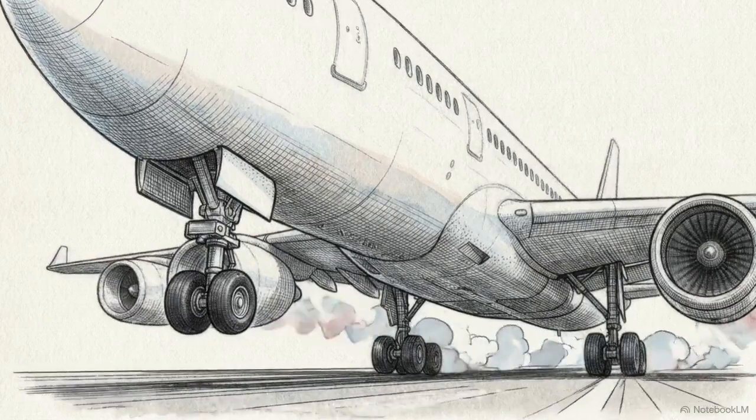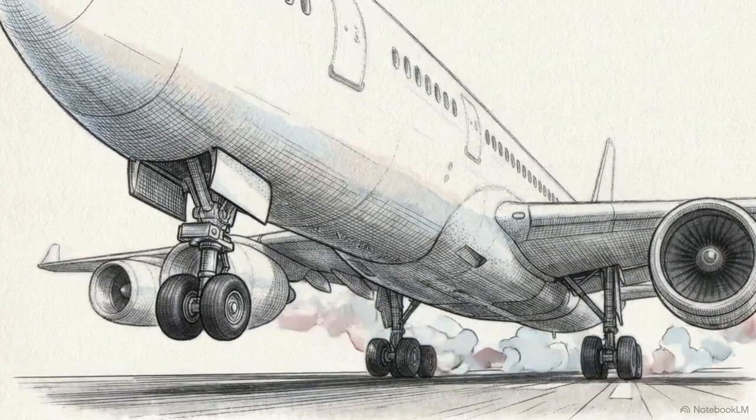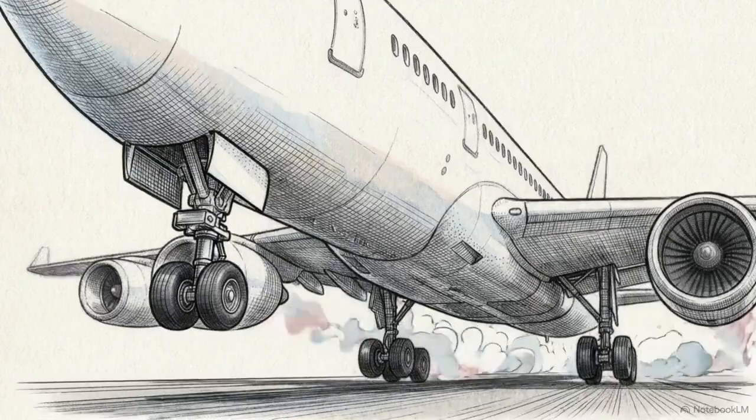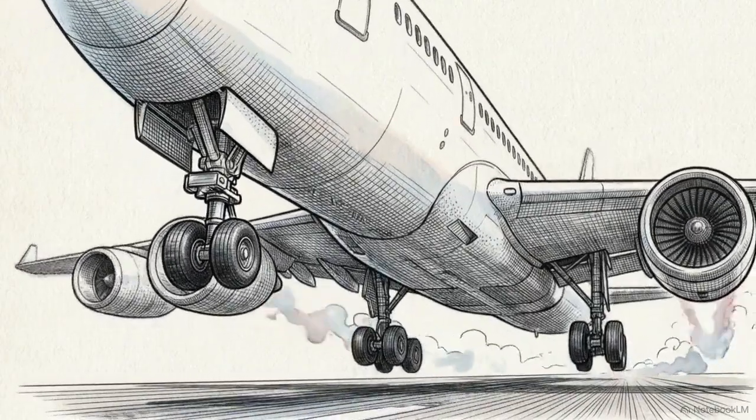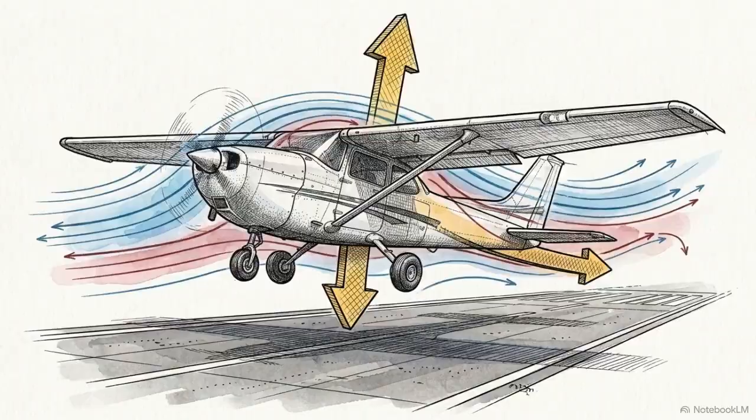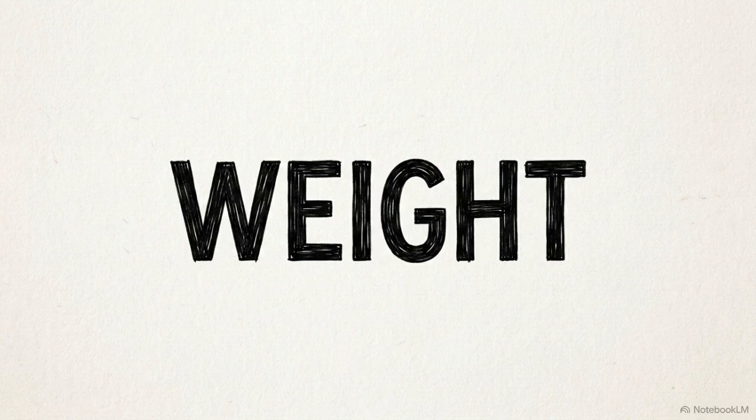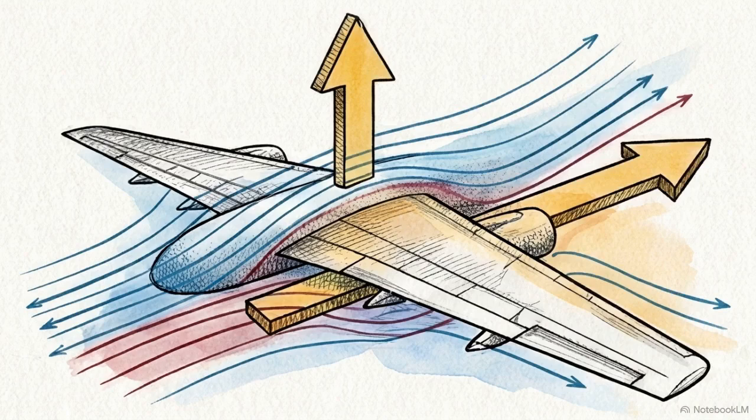Whether flying a small propeller plane or watching a massive jetliner lift off a runway, every aircraft is bound by the exact same physical reality. The moment a plane leaves the ground, it fights two constant natural forces. The first is weight, the relentless downward pull of gravity dictated by the aircraft's mass. The second is drag, a resistive friction caused by the plane's shape pushing through the atmosphere.